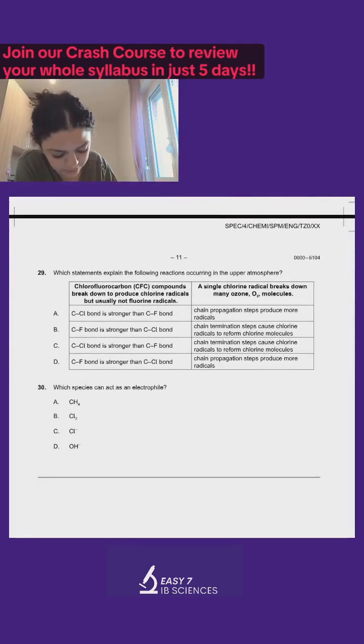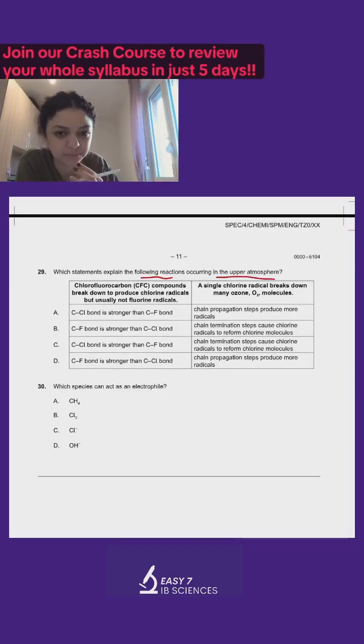So which statements explain the following reactions occurring in the upper atmosphere? This one's an annoying question because I don't know what the point of this is, but it's part of the syllabus, so you have to do it.